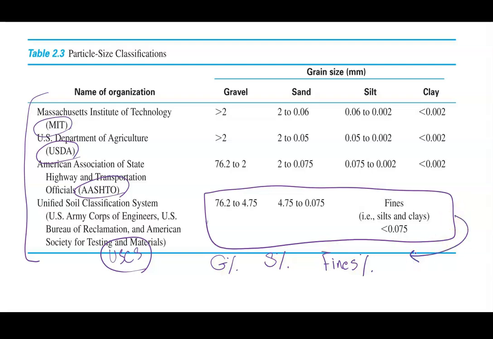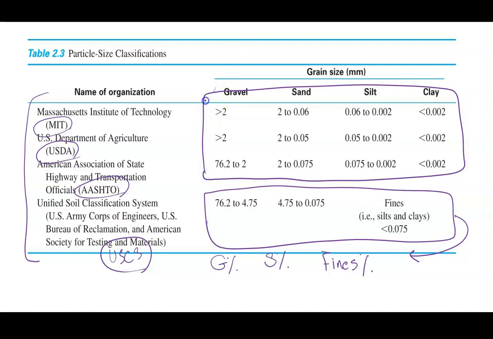That's when we are using USCS, or the numbers for percent of sand, gravel, silt, and clay if we are using any of these 3 organizations.